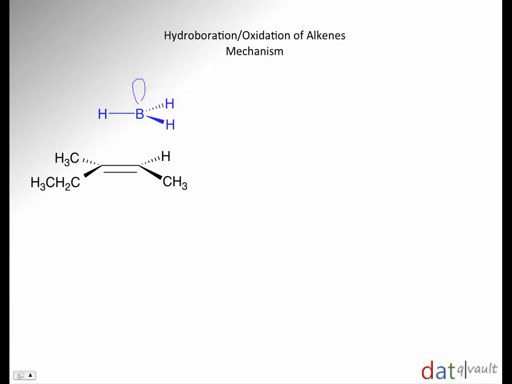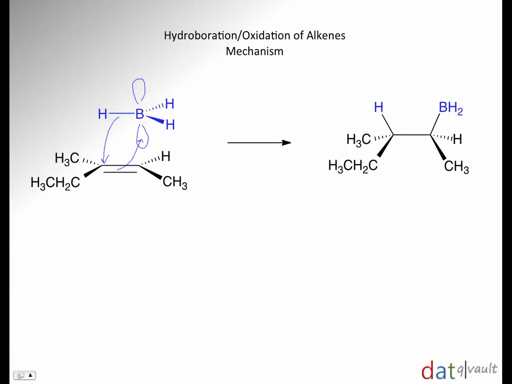So if we look at the arrow pushing mechanism of this reaction, we have to know that boron has an empty p orbital, and so the electrons in this alkene double bond are going to attack this empty p orbital of boron, and then the electrons in the boron hydrogen bond will attack the most substituted carbon. Boron will go towards the least substituted carbon just for electronic reasons in this case.